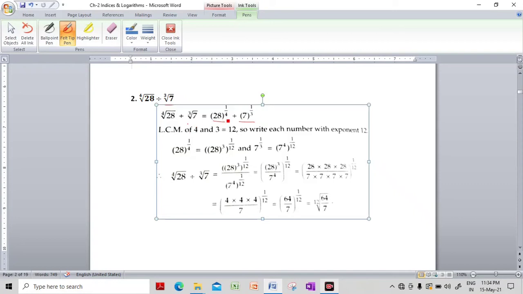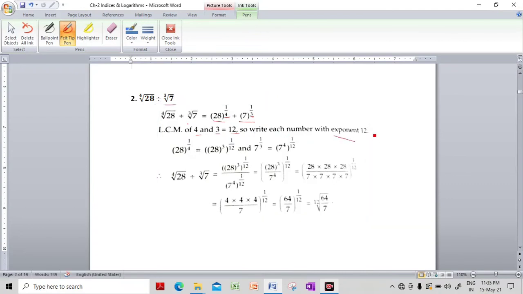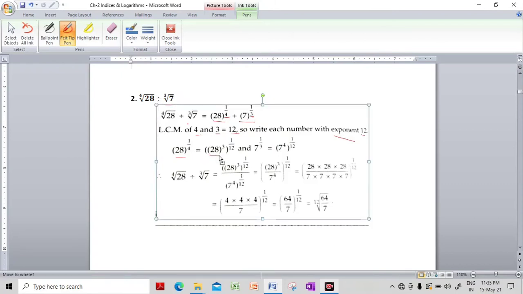For that, whatever is given in the denominator of the power, we'll take the LCM of that. So LCM of 4 and 3 is 12. So now for each number, we'll write the exponent in 12. How can we prove that? Let us see. 28 power 1 by 4 can be written as 28 cube into 1 by 12, because if we cancel 3 and 12, this will make 1 upon 4, which is the same as our question. So by doing this, we are not making any change in our question.